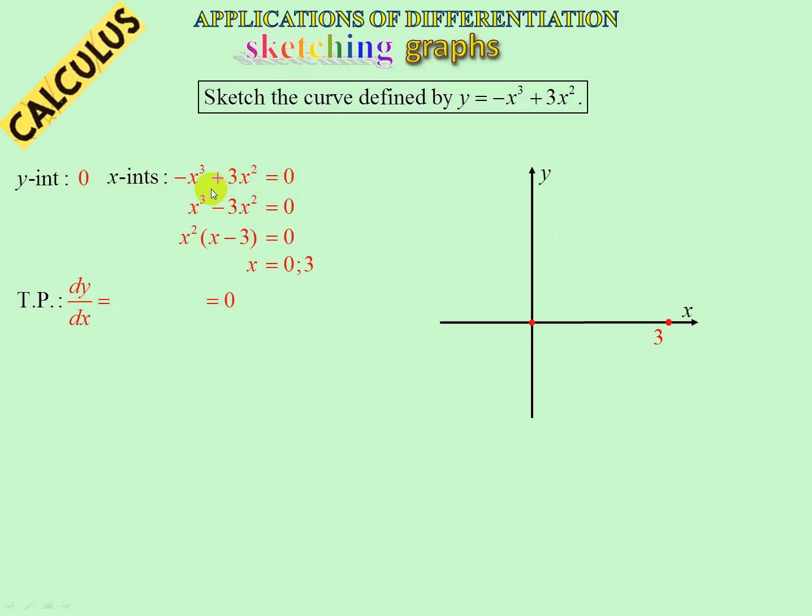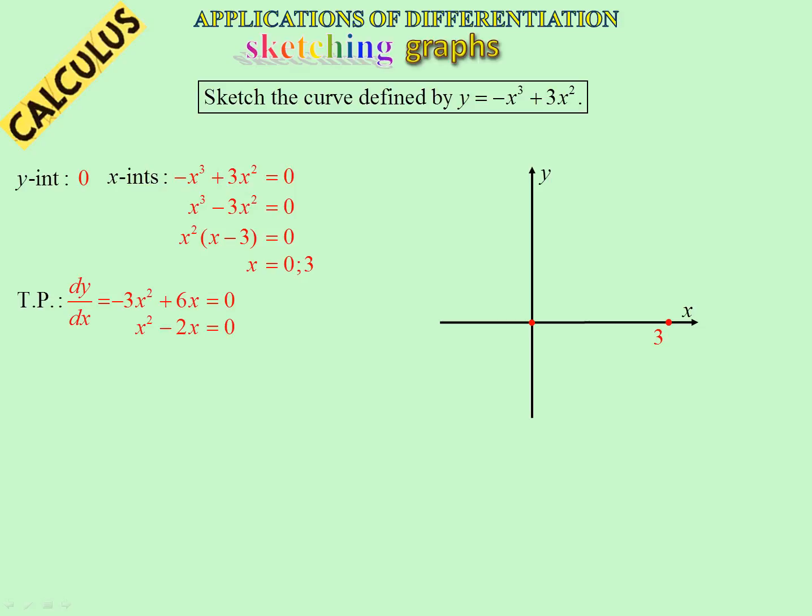Derivative equals, so we differentiate. Minus 3x squared plus 6x. Equate to 0 to find the stationary points. Remember, at the stationary point, the gradient of the curve is 0. It's a horizontal line.